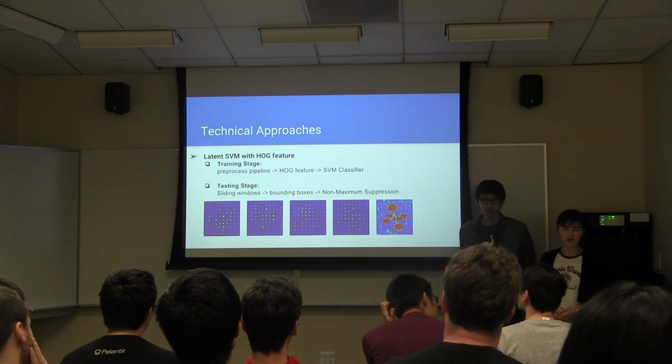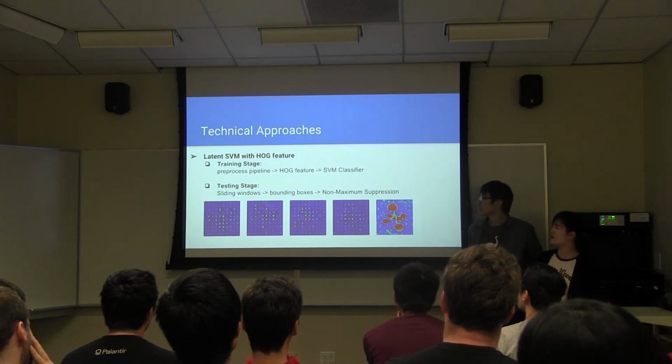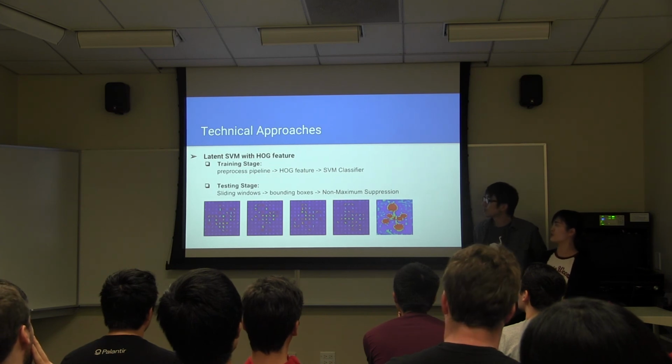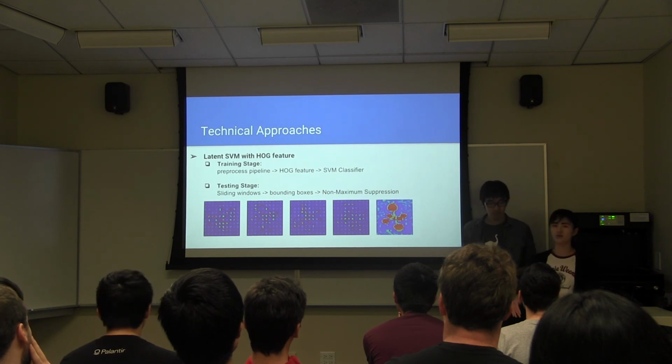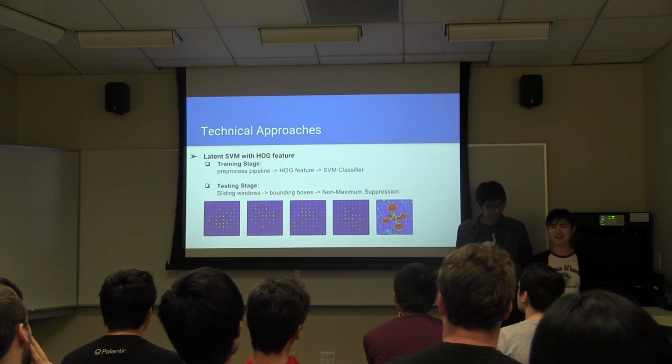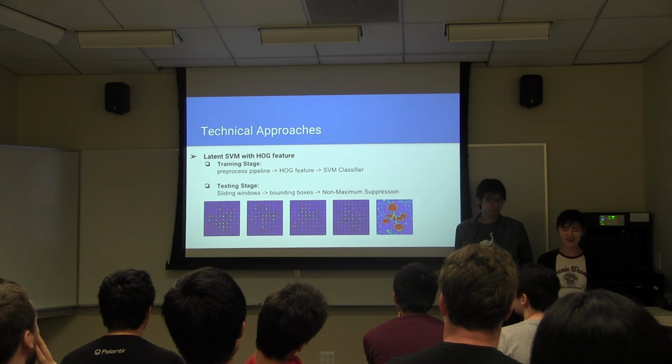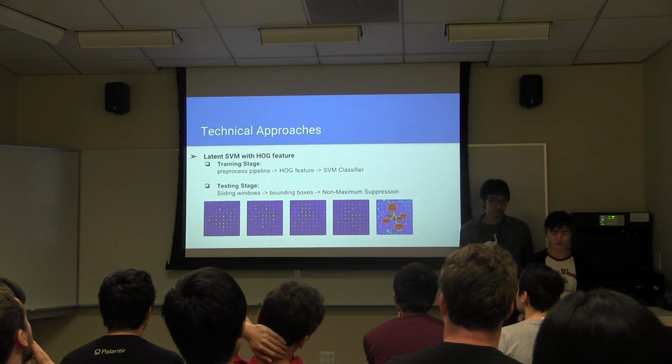As to the SVM with HOG features, the pipeline consists of data pre-processing, HOG feature computation, and the SVM classifier. In the testing stage, each test image will go through this pipeline to get several candidate bounding boxes, and then we apply non-maximal suppression to get the optimal one.